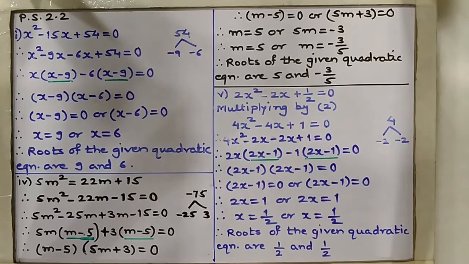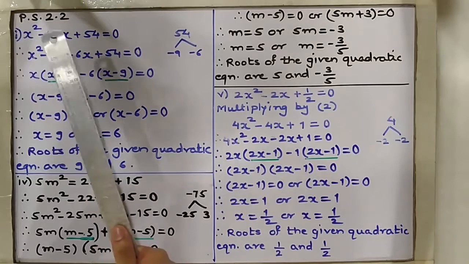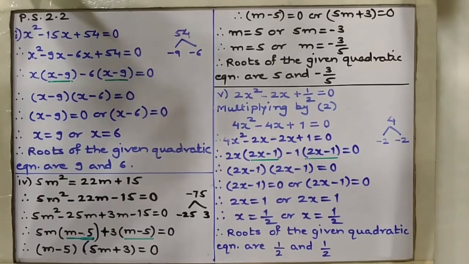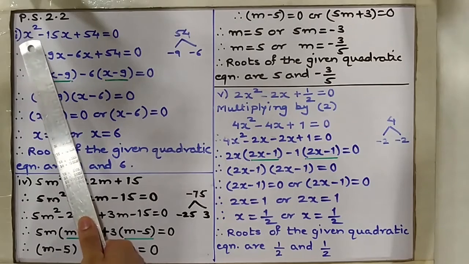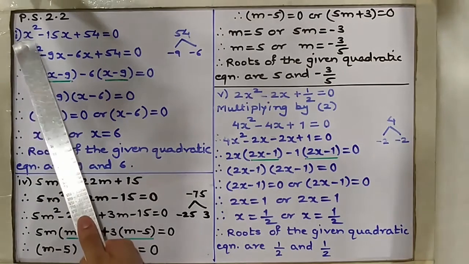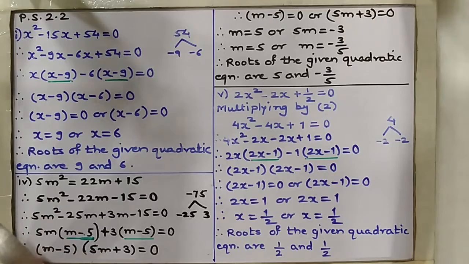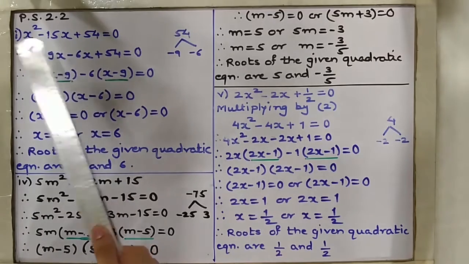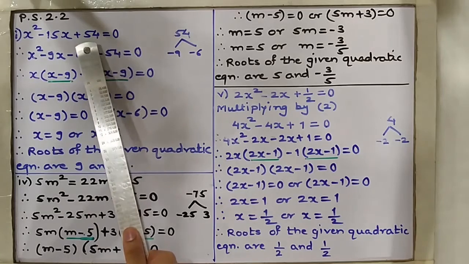Practice set 2.2. Solve the following quadratic equation by factorization method. First question is x square minus 15x plus 54 equal to 0. Now in this the coefficient of x square is 1. अभी x square के पीछे कुछ भी नहीं है, इसका मतलब उसका coefficient 1 है. Coefficient of x is minus 15 and constant is plus 54.